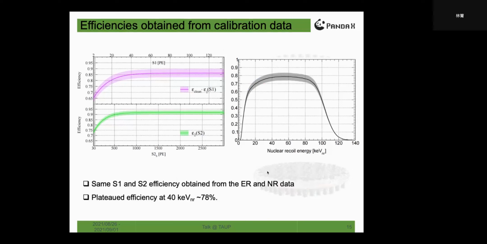The efficiency was estimated using electronic recoil and nuclear recoil calibration data modeled on S1 and S2 separately. The right plot shows the efficiency as a function of modeled nuclear recoil energy. The efficiency starts to drop around 10 keV, and the maximal efficiency is about 78%.